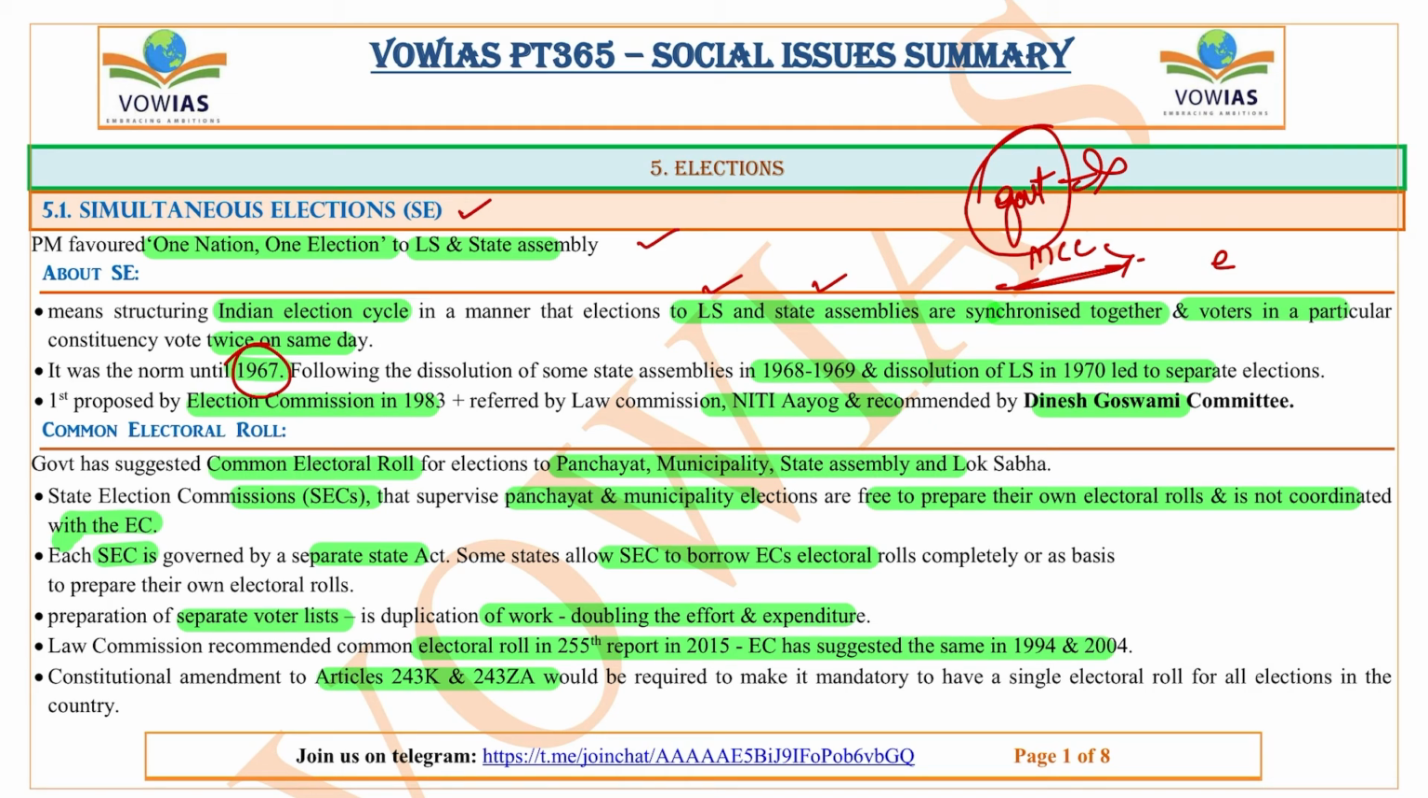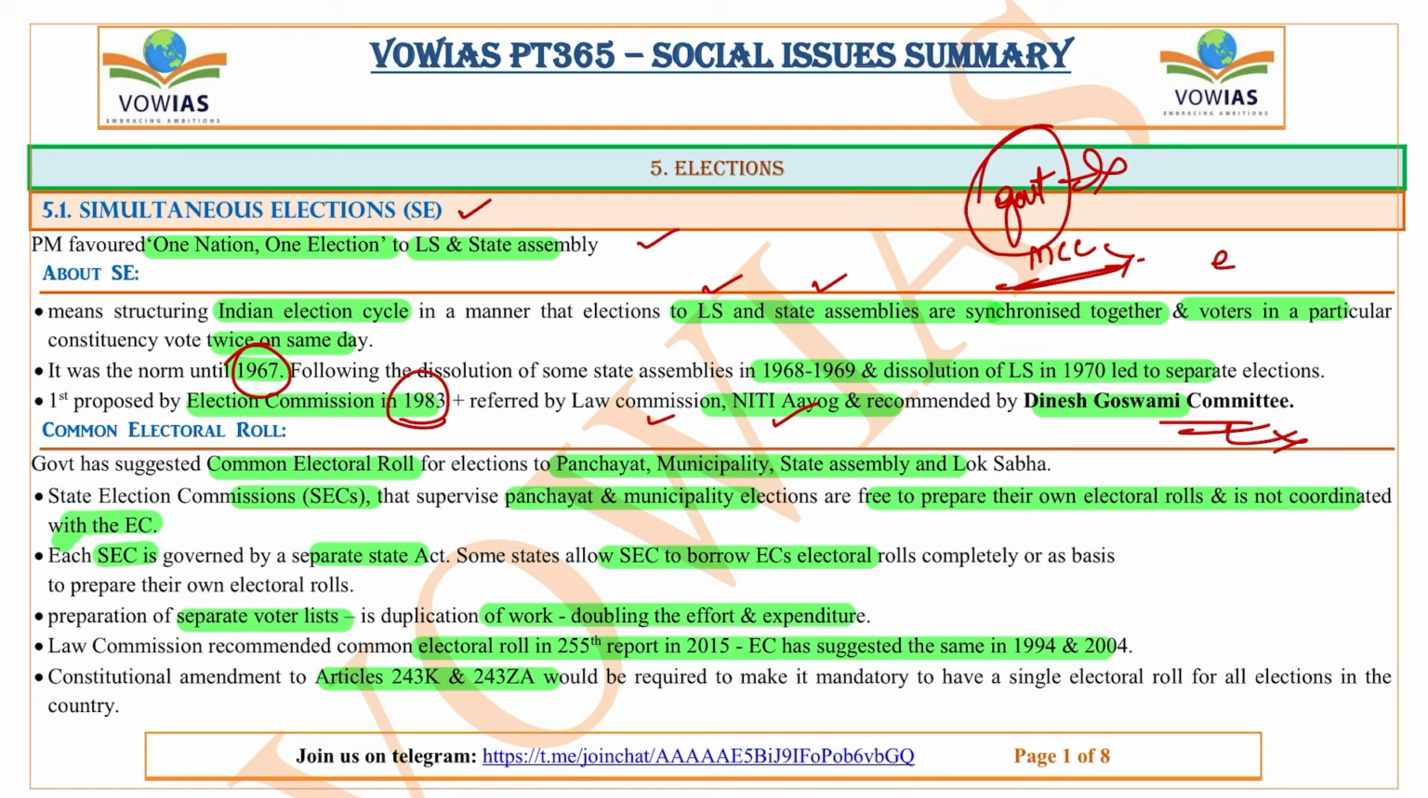If you see, this simultaneous election was first proposed by the Election Commission in 1983. Later on, the Law Commission, Niti Aayog and the Dinesh Goswami Committee on Election Reforms also recommended simultaneous elections, because a lot of money will also be saved for the Election Commission.